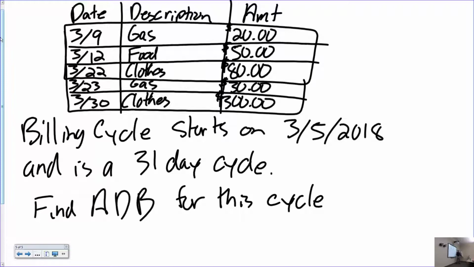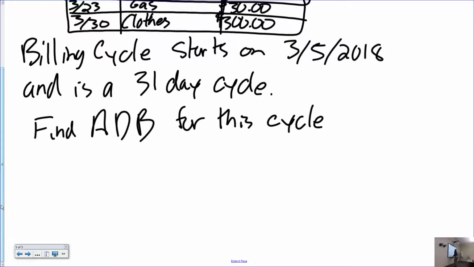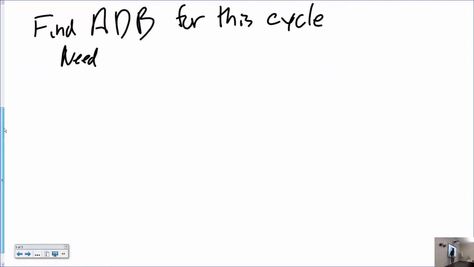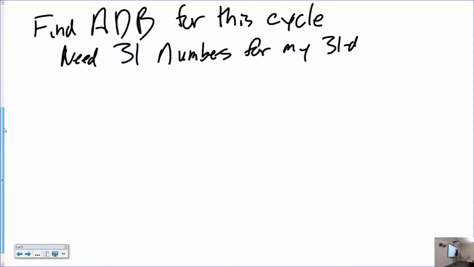So, now, how many numbers do I need to average together, folks? 31, because it is a 31-day cycle. Okay, please note, however many days are in your billing cycle, that's the number of numbers you need to average together. Okay? So, I need 31 numbers for my 31-day cycle.